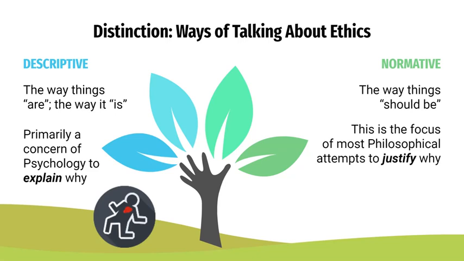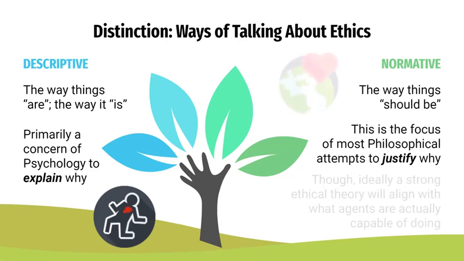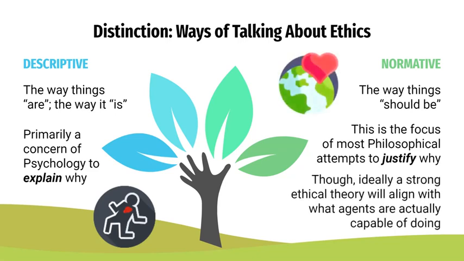So this is the focus of philosophical attempts to justify why or how people should act. Though ideally a strong ethical theory should also align with what agents are actually capable of doing. So that's why we don't think that any ethical theory will do, but one that actually matches up with how people can behave. We should never expect people to act in a way that goes beyond their abilities.